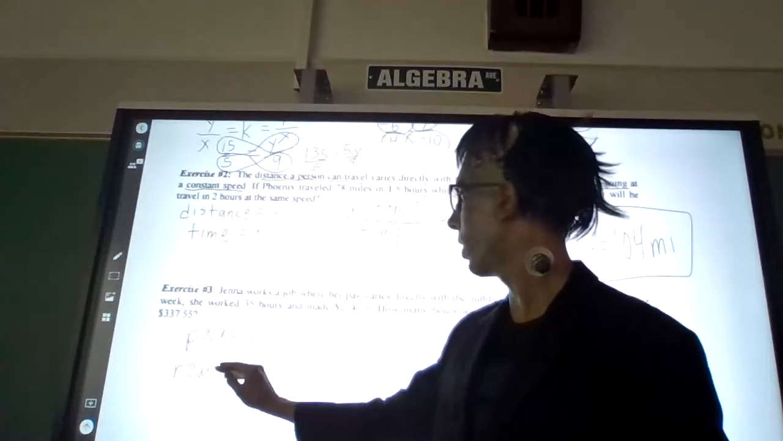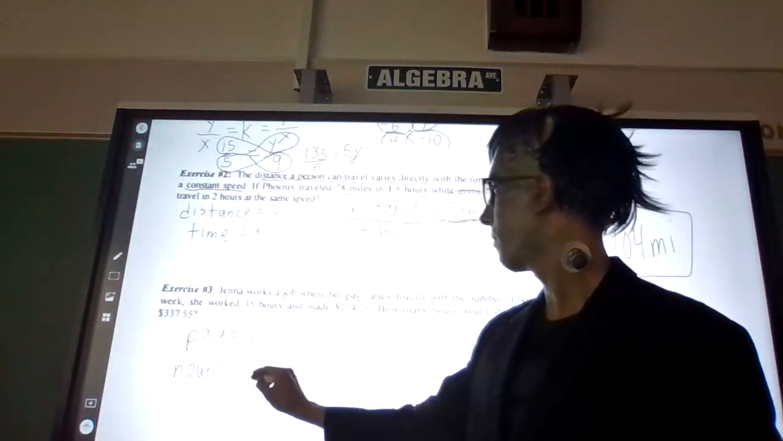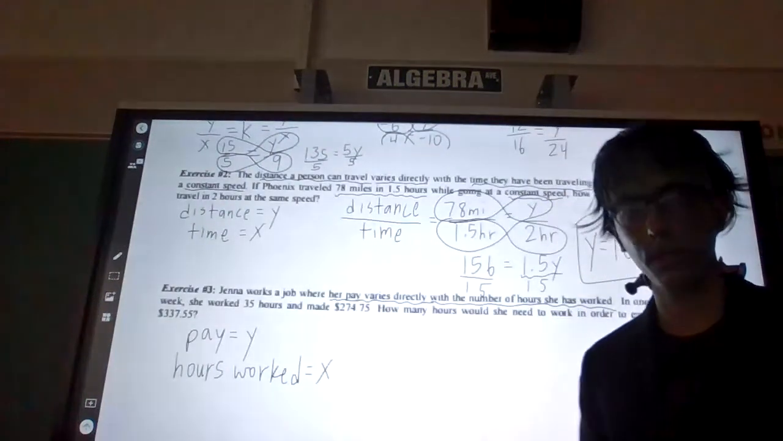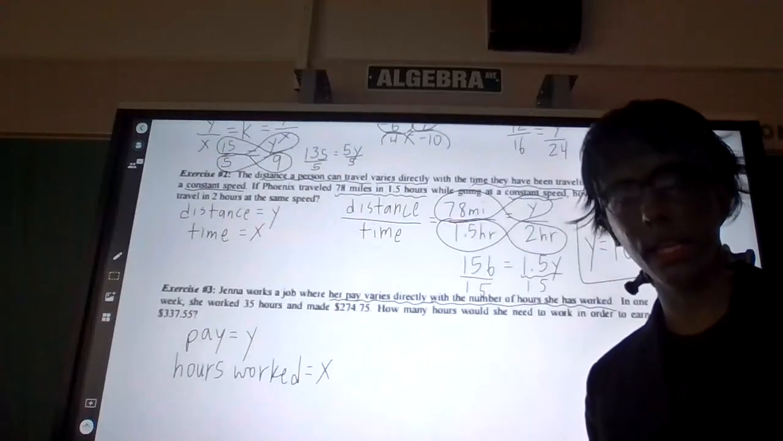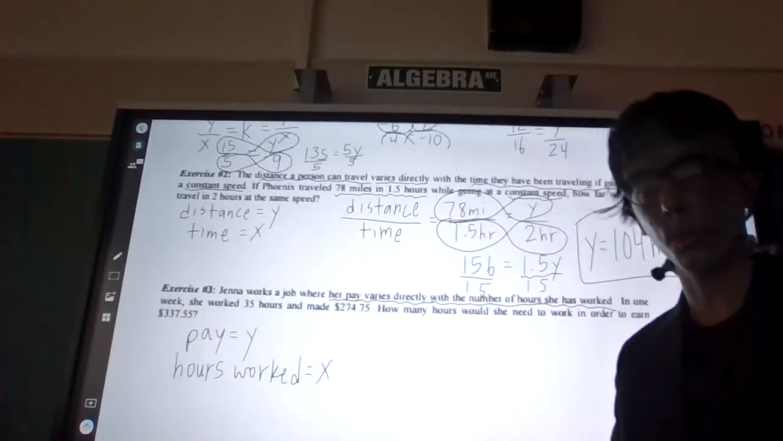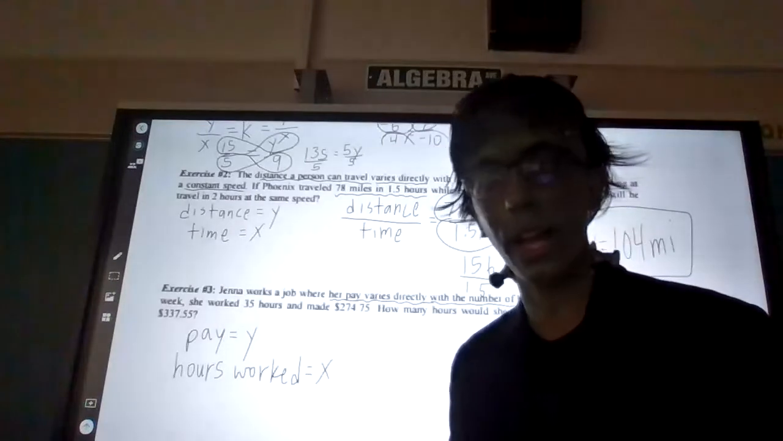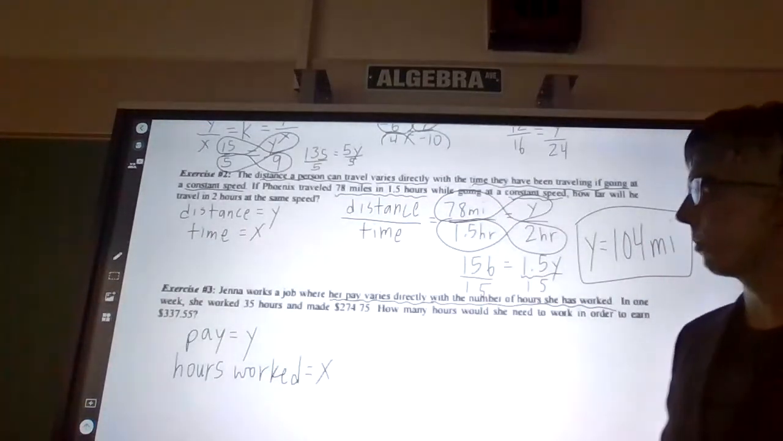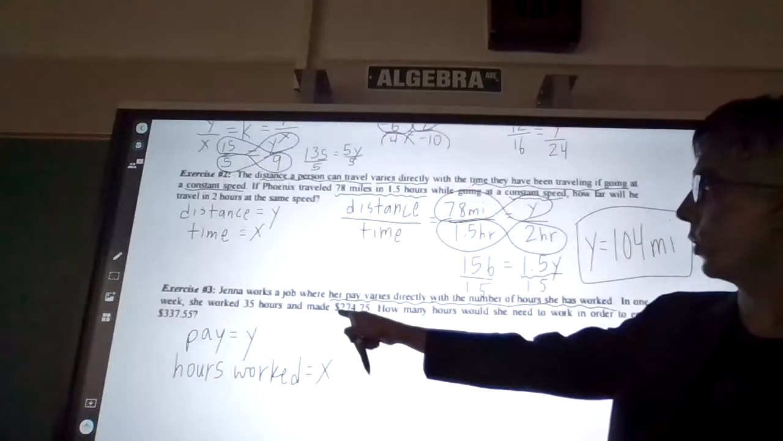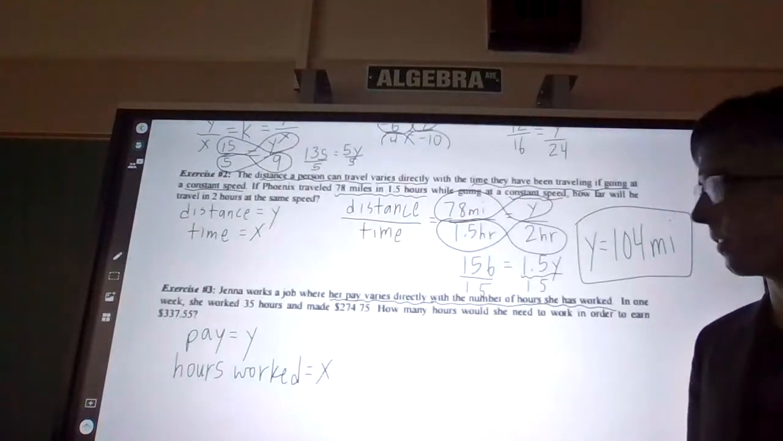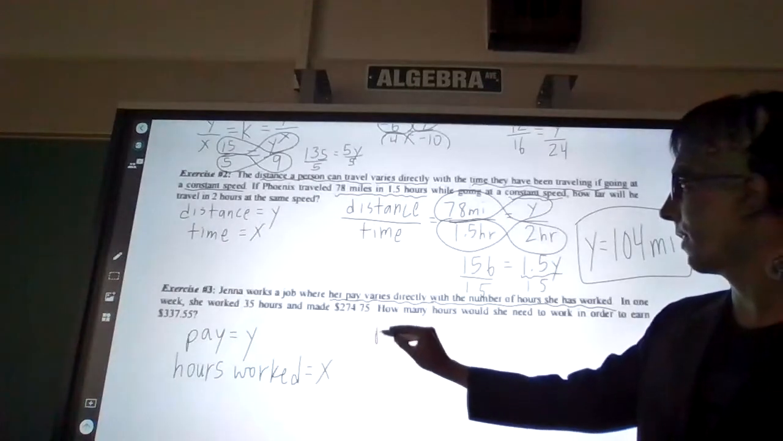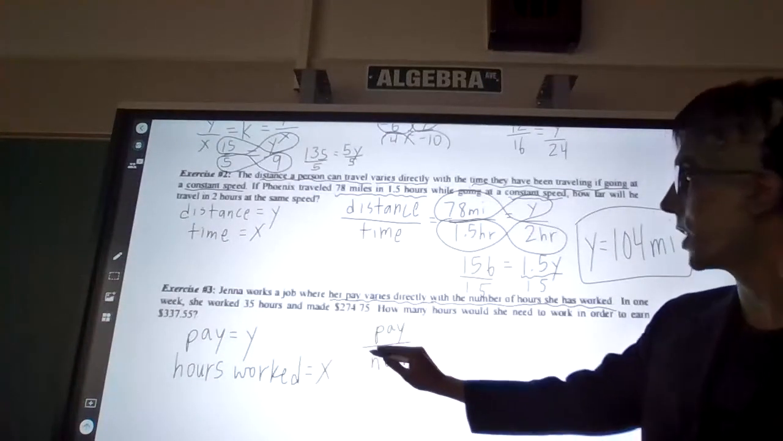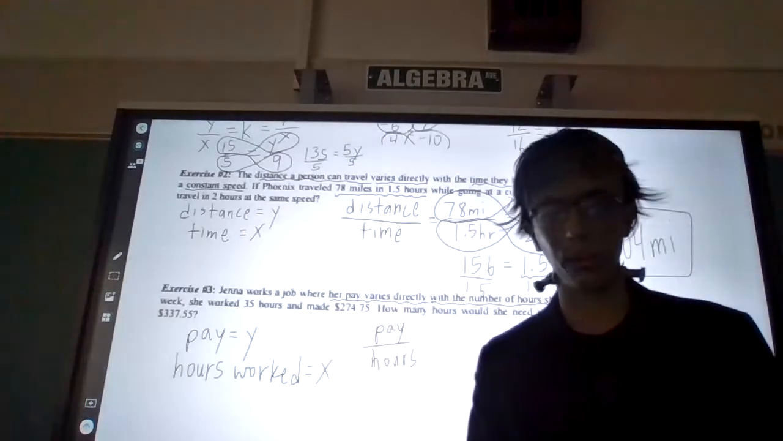And hours worked is the independent x variable. Okay, so her pay is directly related to the hours worked, and her pay depends on how much she works. All right. In 1 week, she worked 35 hours and made $274.75. So I'm going to set this up again. I have my pay over my hours. Or sorry, Jenna's pay over Jenna's hours.